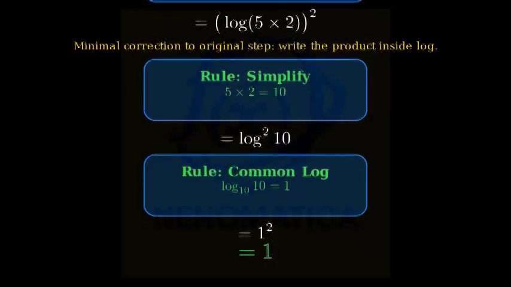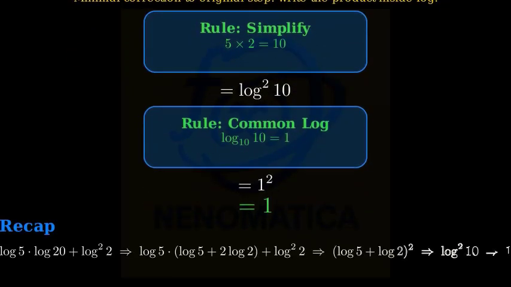Summary. We followed the exact sequence from the provided solution, starting with factorization inside the logarithm, expanding by product and power rules, distributing, spotting the perfect square, recombining into one log, simplifying, and finally evaluating to get 1.